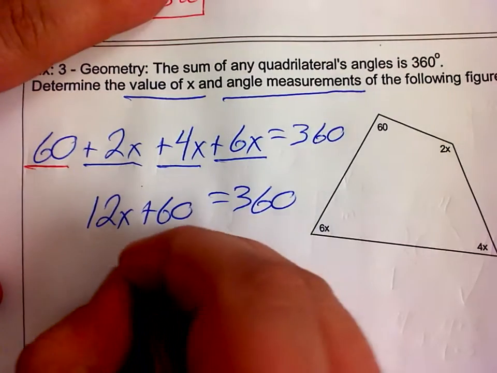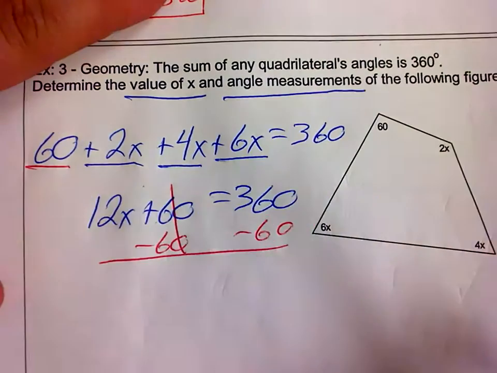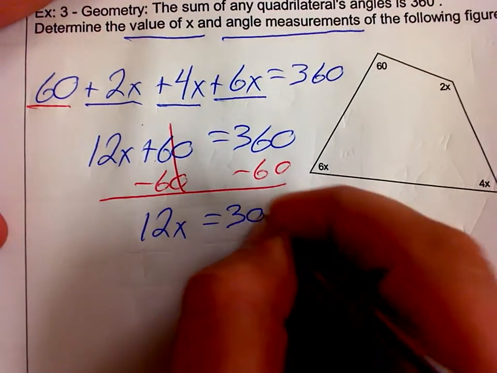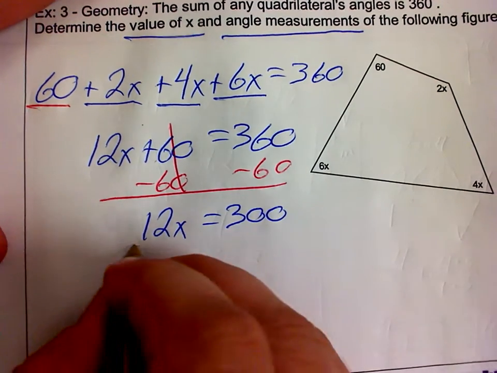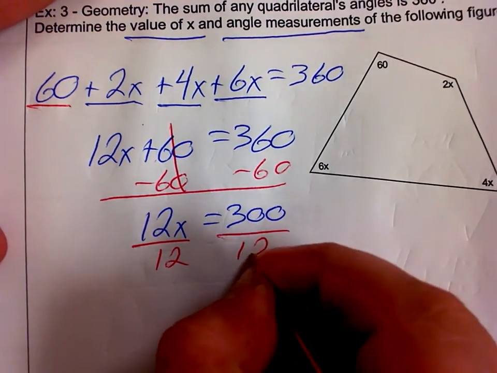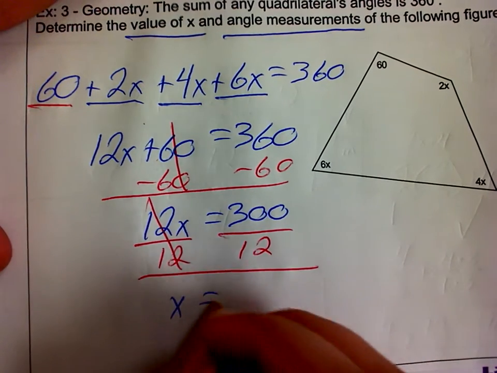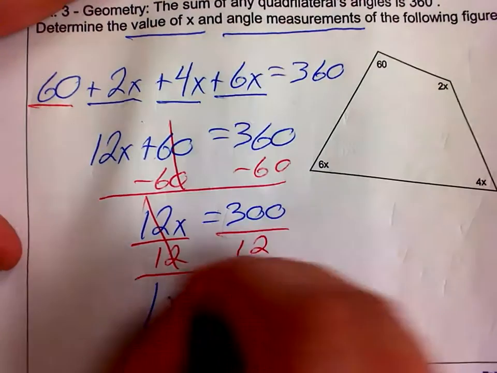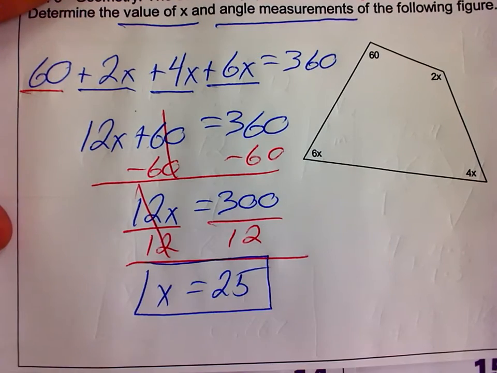Got to get rid of the plus 60 first by subtracting 60 from both sides. 60's go away on the left, leaving us with 12x is equal to 300. We've got 12 times x. We want to get rid of times 12 by dividing both sides by 12. 12's are going to go away on the left, leaving us with x is equal to 300 divided by 12, which is 25. Now keep in mind, it's not always going to come out to be an integer, but it is nice when it does because it makes this next step a little bit easier.